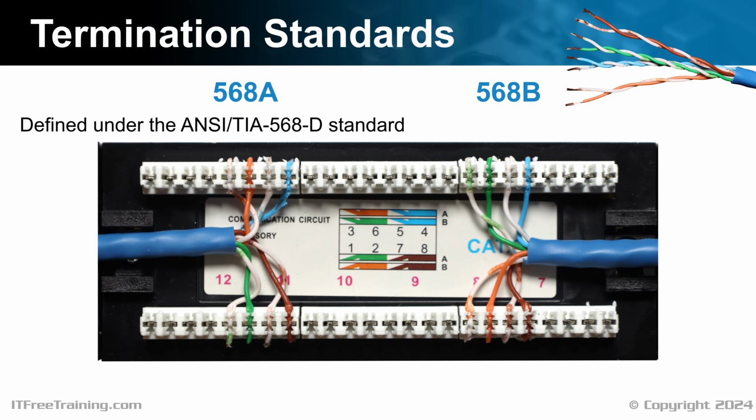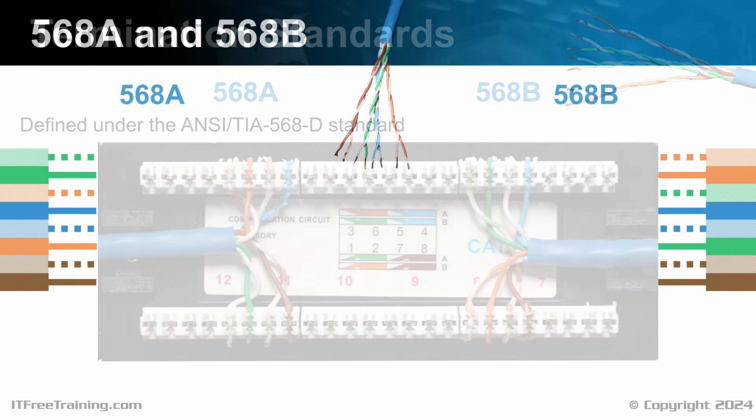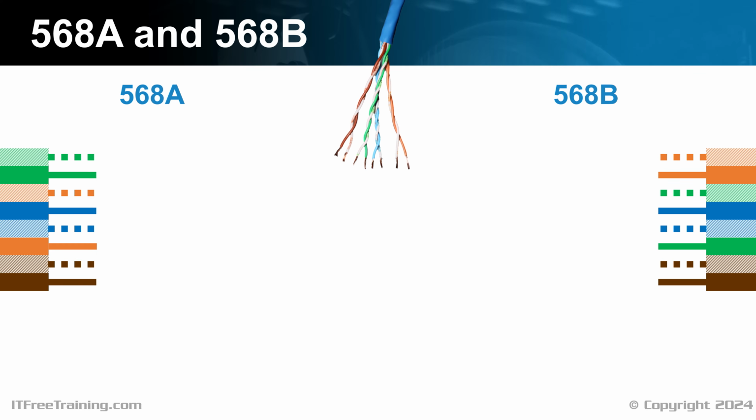The standards specify how wires are terminated. Regardless of the standard chosen, 2 of the wire pairs will terminate at the same location. However, the termination points for the remaining 2 pairs differ between the standards. Let's examine this more closely. Shown here is the wiring for the 2 standards.